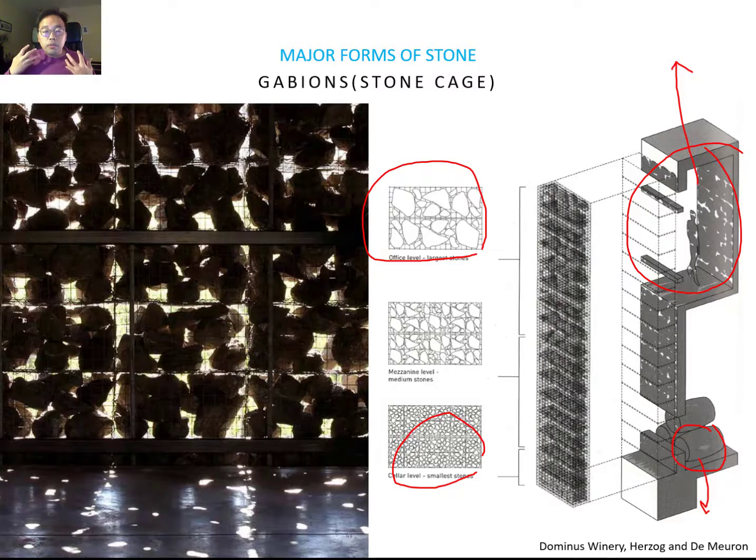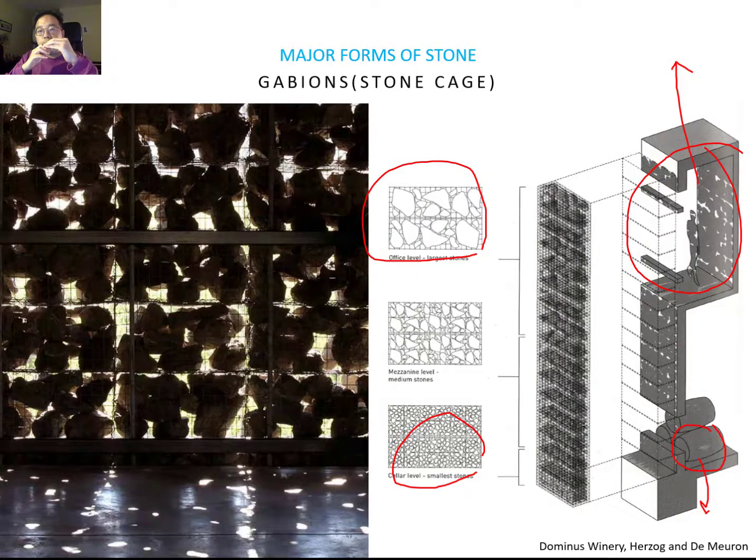Because you have to remember, the office space has to get more lighting from the outside, and the wine cellar has to block the direct sunlight. In this case, they actually control this lighting with the stone size. When you have bigger stone to stone, you usually have a bigger gap. But when you have smaller stone to smaller stone, it usually doesn't have any kind of gap between. So that's why they're using the bigger stone on the top.